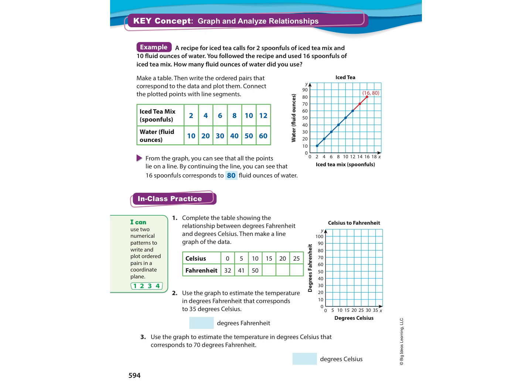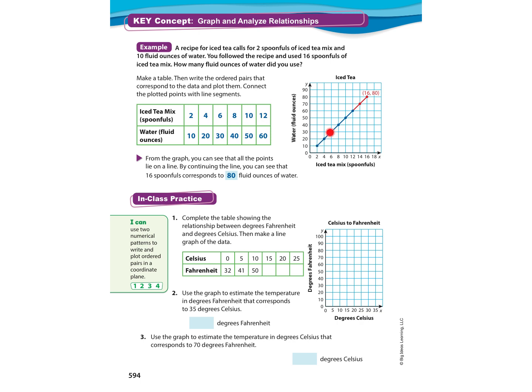It says, a recipe for iced tea calls for 2 spoonfuls of iced tea mix and 10 fluid ounces of water. You followed the recipe and used 16 spoonfuls of iced tea mix. So here's what I have. I have 2 spoonfuls of tea requires 10 ounces of water.